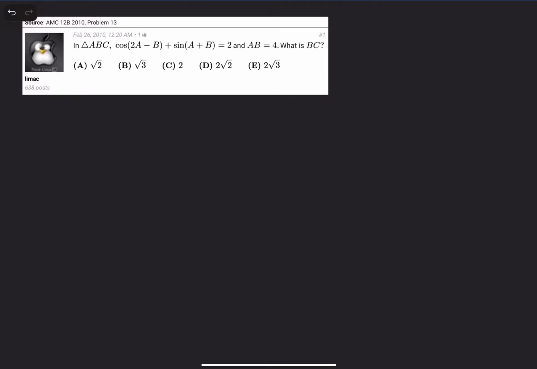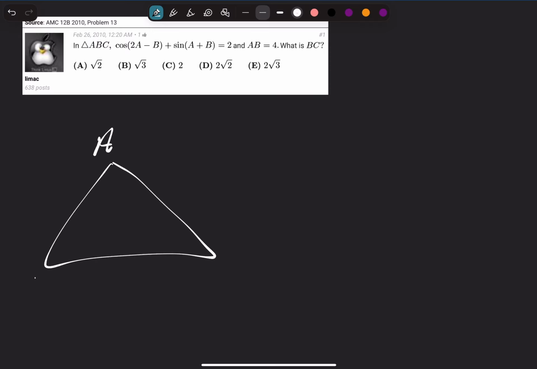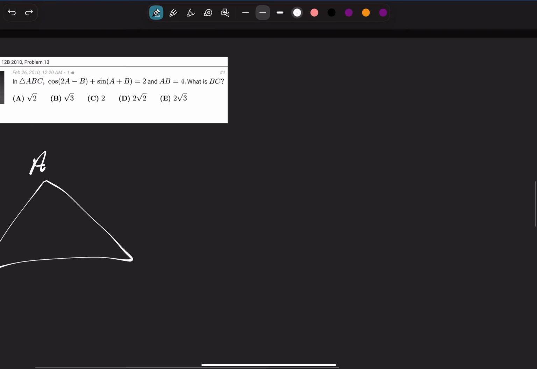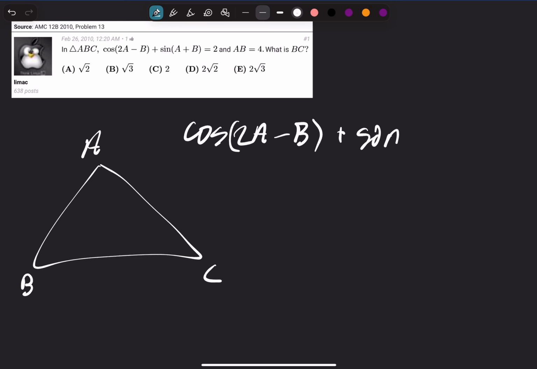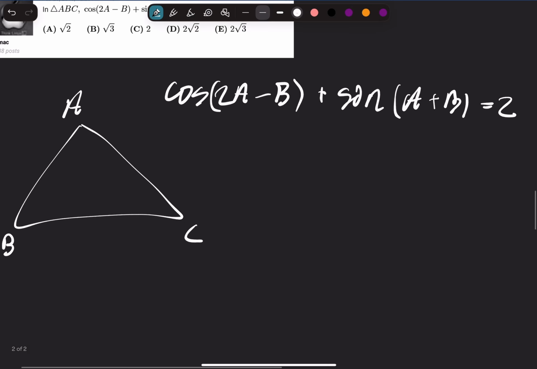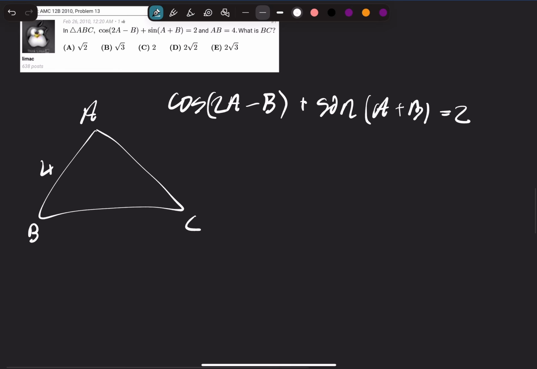Okay, so in this problem we have triangle ABC, where cos of 2A minus B plus sine of A plus B equals 2, and side length AB is 4. What is BC? So let's first draw out the triangle. This is A, B, C. We know that cos of 2A minus B plus sine of A plus B is 2. We also know that side length AB is 4.